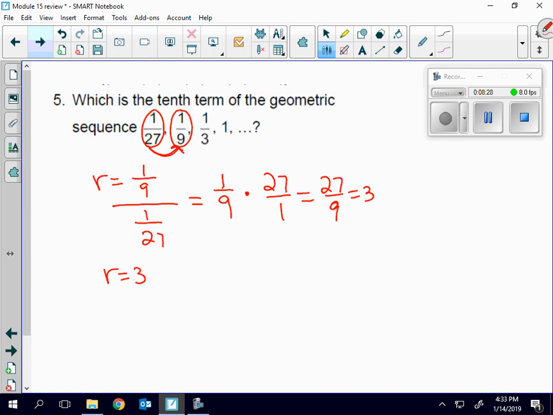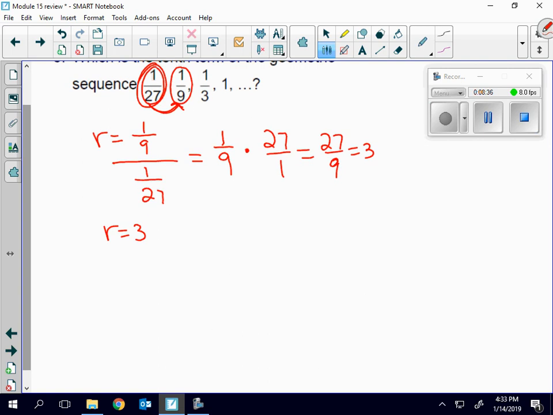Okay, so once I have my ratio and I know my first term right here, it's pretty easy to write our explicit sequence, and then we can use that to find the 10th term. So let's start. We have f of n equals the first term, which is 1/27, times the ratio, which is 3 to the n minus first power. And we want to know the 10th term, which means we can plug in 10 for n. I'll do every step here so you see it. 10 minus 1 is going to give me 9, of course.